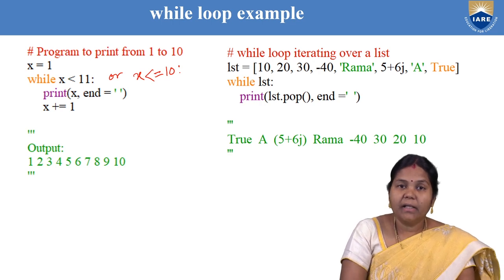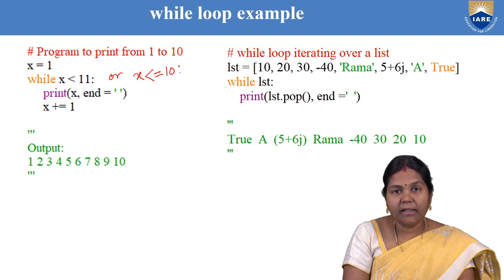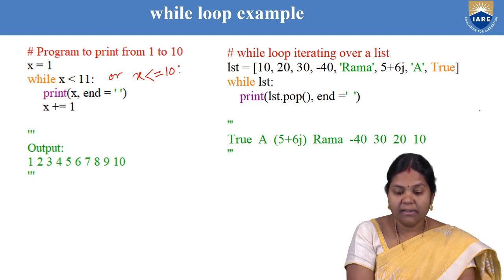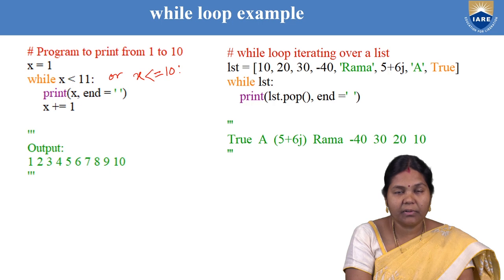Now, similarly, a while loop can also work as an iterator. To indicate this, I have taken a list over here, and let us see this example of how a while loop works as an iterator. Suppose there is a list which is a collection of heterogeneous elements. Now, while list, that means while the list is not an empty list and contains some valid elements, the list is always true.